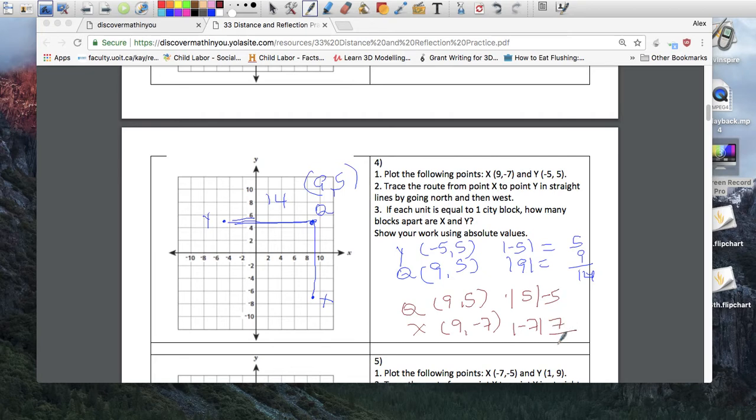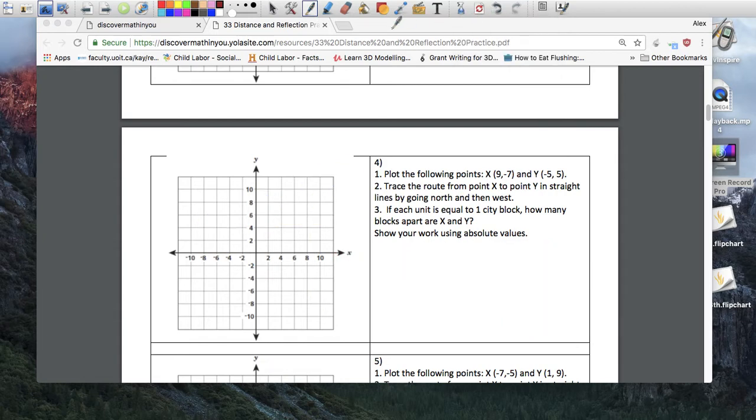So 5 plus 7, different quadrants, right? It's 12. So this distance right here is 12. So from Q to X is 12. So now I've got to add 14 and 12, and 14 and 12 is 28. And that's the answer to that. So how far is it? It's 28. And listen, the instructions said to show your work using absolute values, so that's what you want.